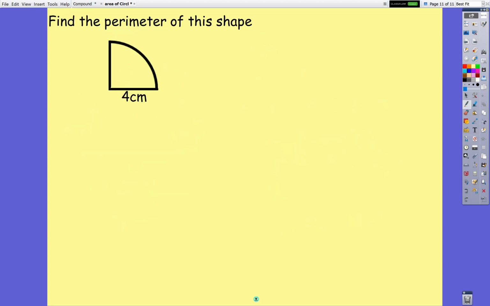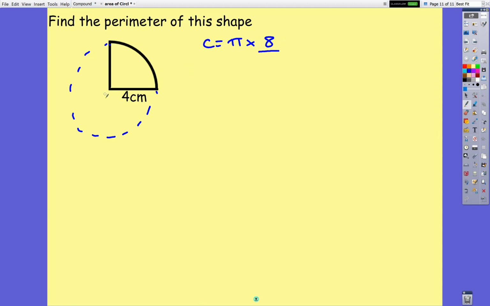Now last question. Be careful with this one. Try it on your own. Remember, draw out the full circle. Hopefully you've got it. Draw out your full circle for me. We've got C equals pi times 8.